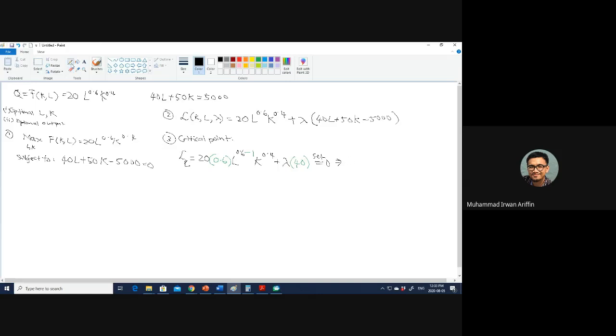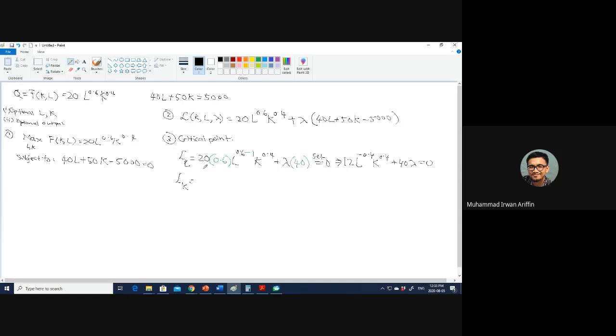And it should be 12, right? 12, and then I have my L to the power of 0.6 minus 1, which is negative 0.4, and then K to the power of 0.4, plus 40 lambda equals 0. And do the same now for capital.